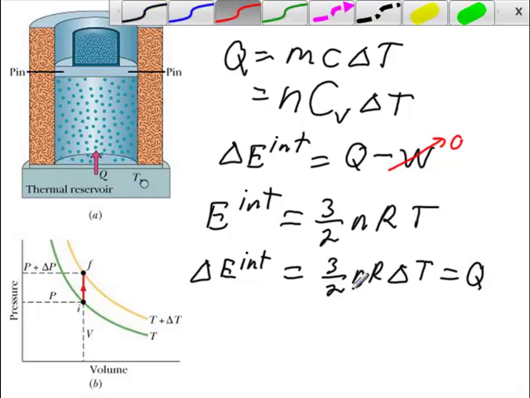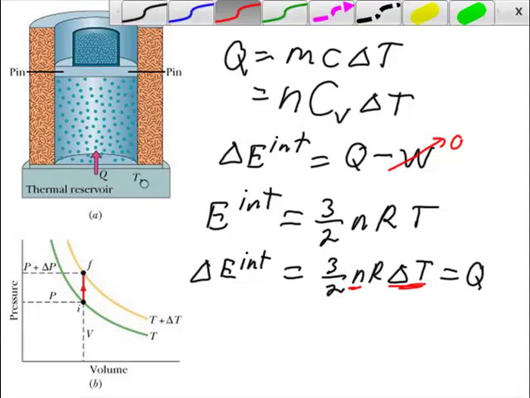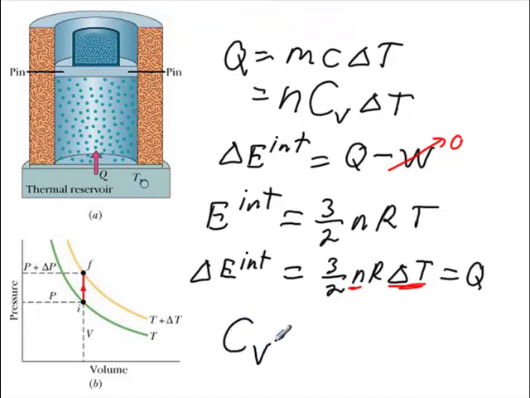Well, here's the n that we had right here. Here's the delta T that's there. Whatever is left had better be our specific heat. So we find that the specific heat at constant volume is equal to 3/2 R, where R is the ideal gas constant, 8.31 joules per mole Kelvin.